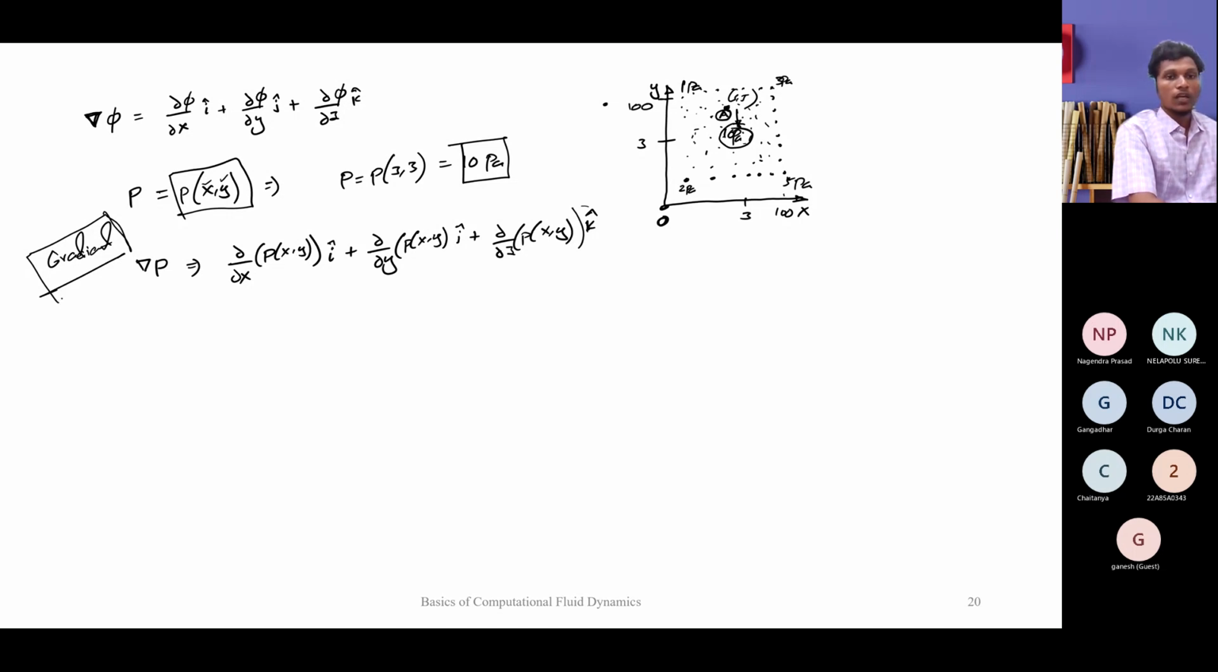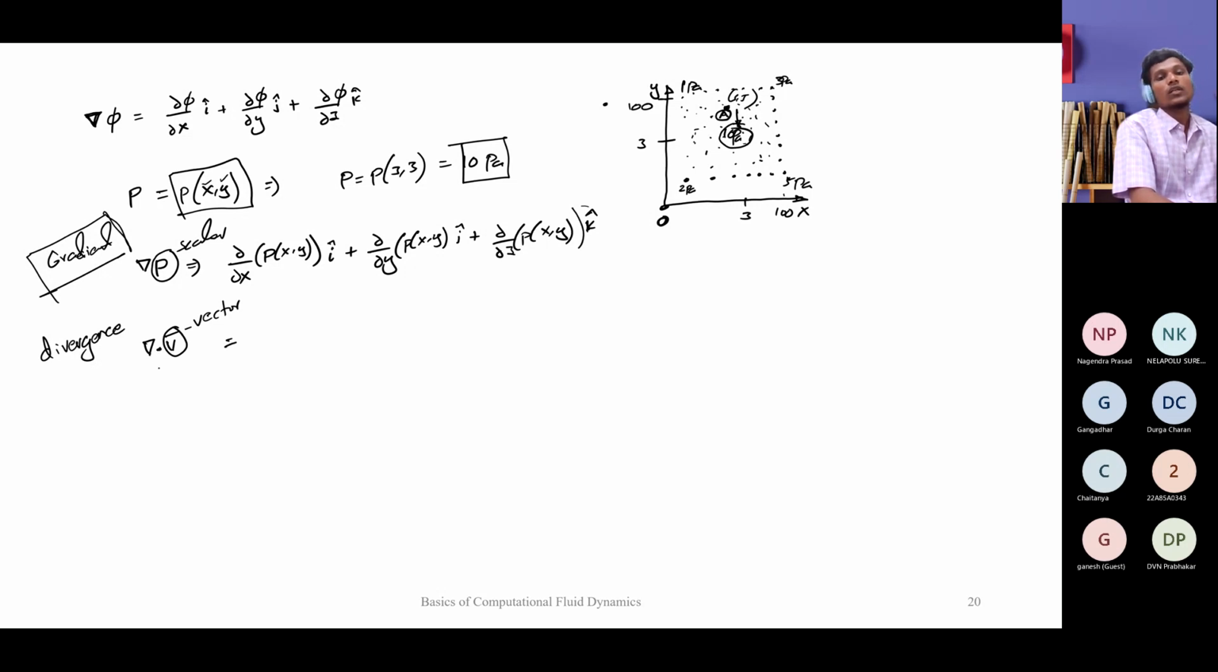As we have only 1 hour, I will just introduce a few more parameters. That is like this, del P equals dou by dou x of P of x comma y. This is the pressure field. If you do the same thing but with a dot product, that is a divergence. Divergence means you just do del dot V bar. Here your pressure is a scalar. Here your velocity is a vector. So that's why we are calling it a divergence and you're putting it as a dot product here.